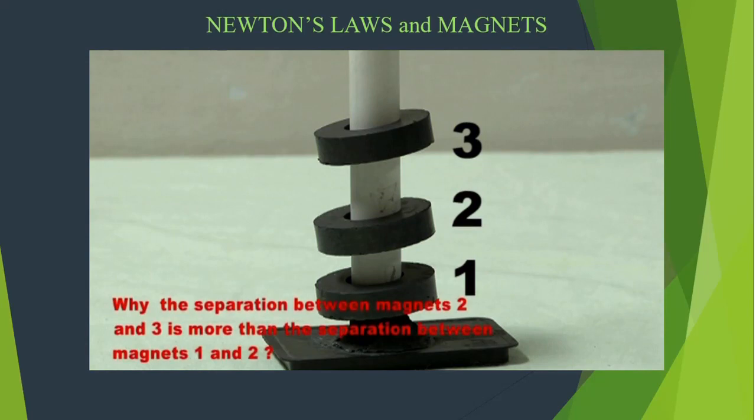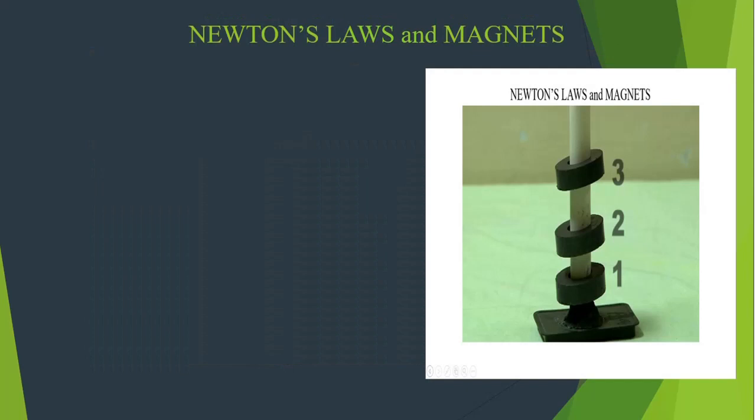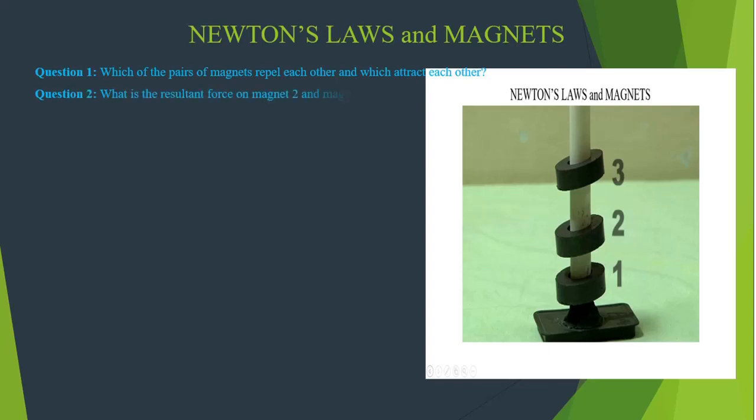Here is a question: why is the separation between magnets 2 and 3 more than the separation between magnets 1 and 2? In addition, we have two more questions. The first is, which pairs of magnets repel each other and which attract each other? The second is, what is the resultant force on magnet 2 and magnet 3? And the third question, already repeated: why is the separation between magnets 2 and 3 more than the separation between magnets 1 and 2?